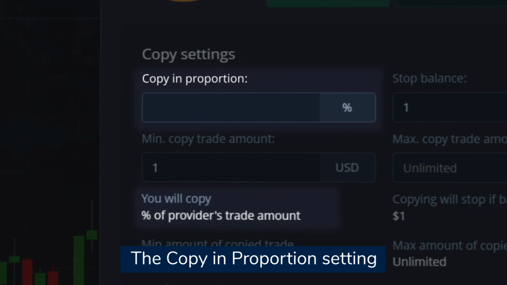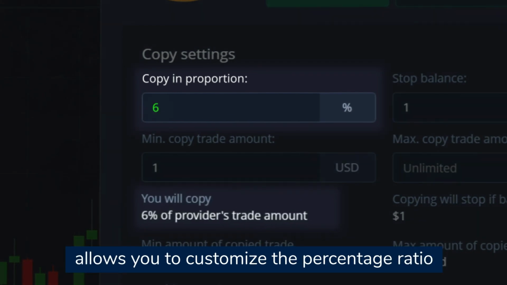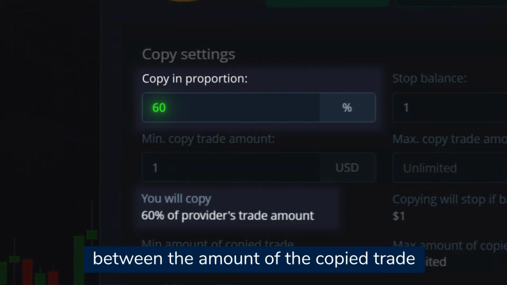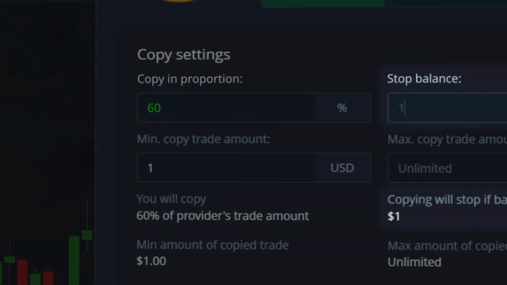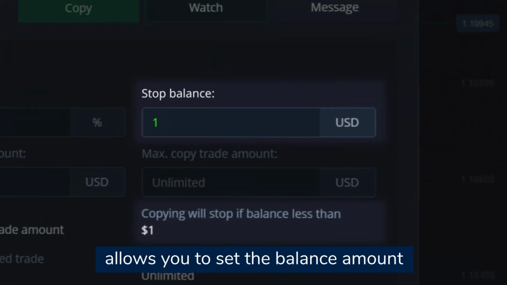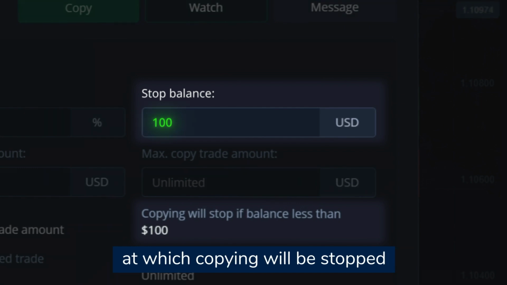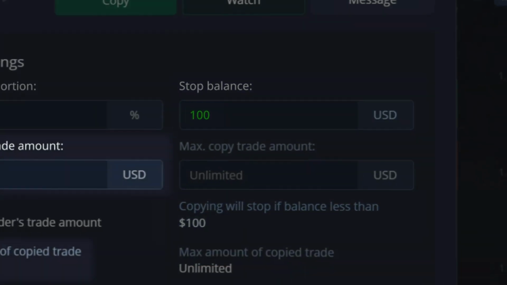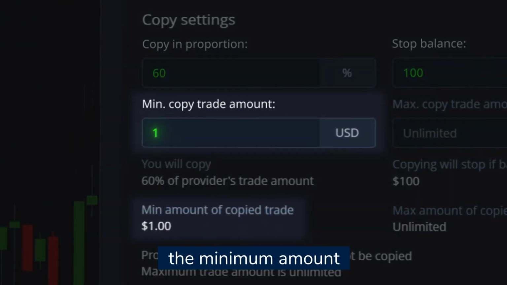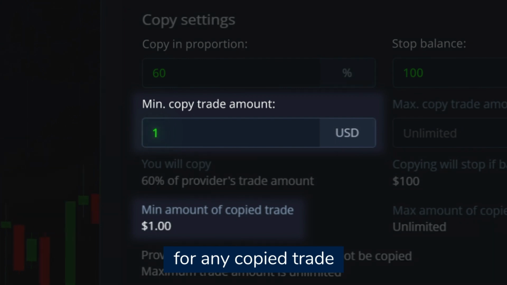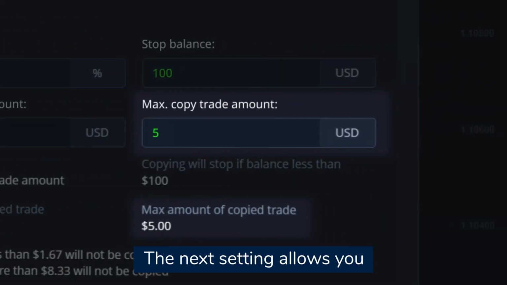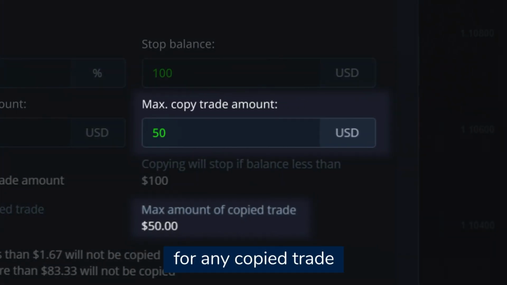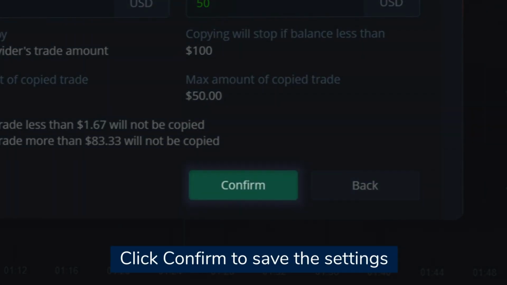The Copy in Proportion setting allows you to customize the percentage ratio between the amount of the copied trade and the original one. The Stop Balance setting allows you to set the balance amount at which copying will be stopped. Here you can set the minimum amount for any copied trade. The next setting allows you to set the maximum amount for any copied trade. Click Confirm to save the settings.